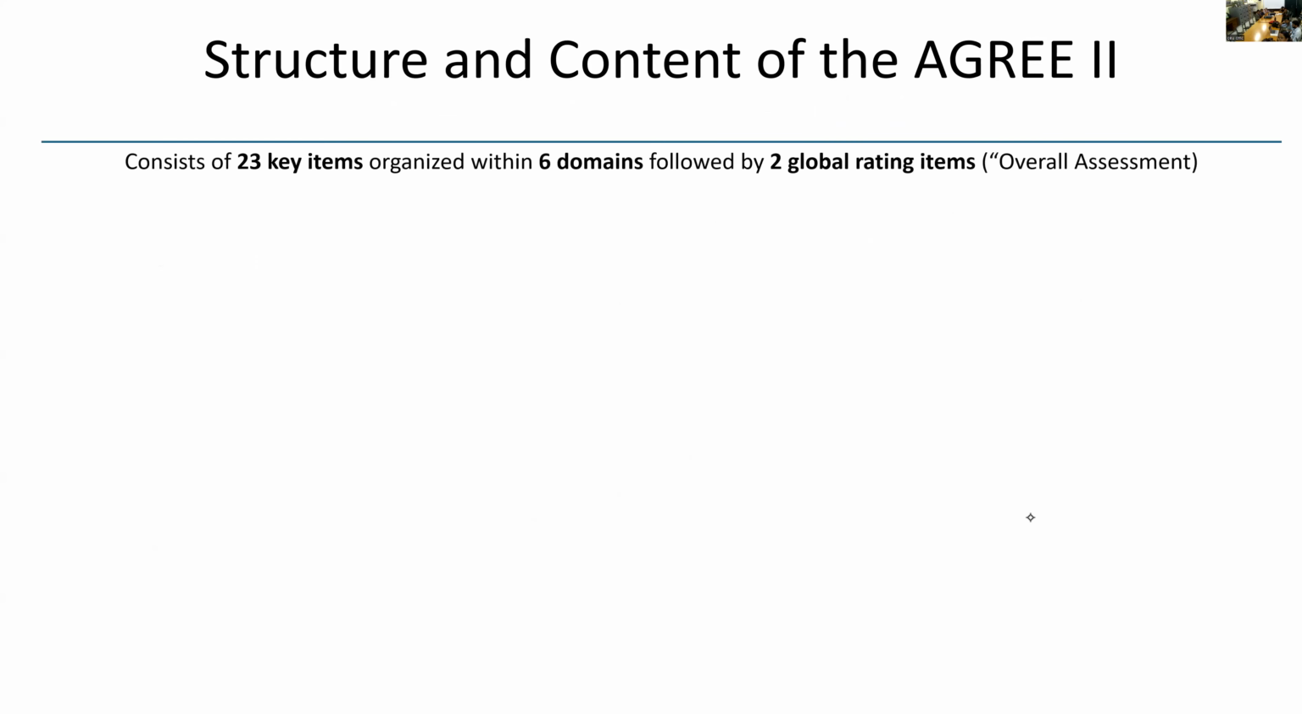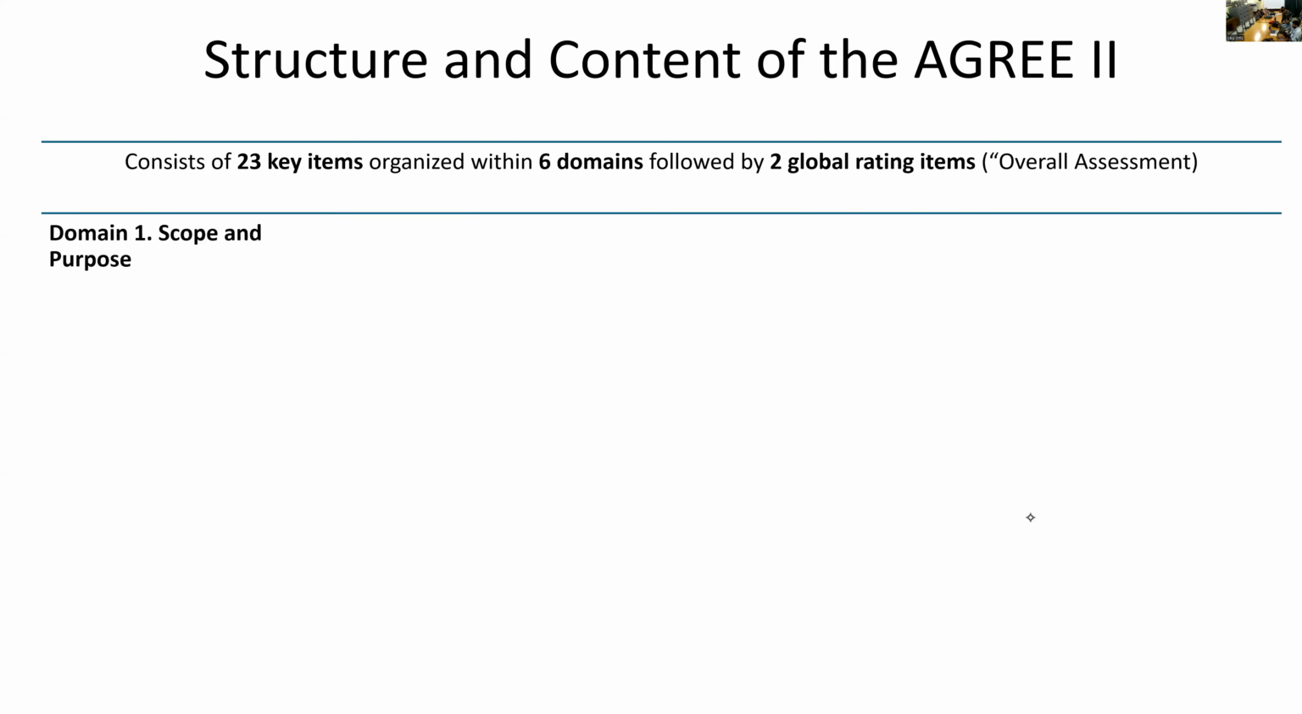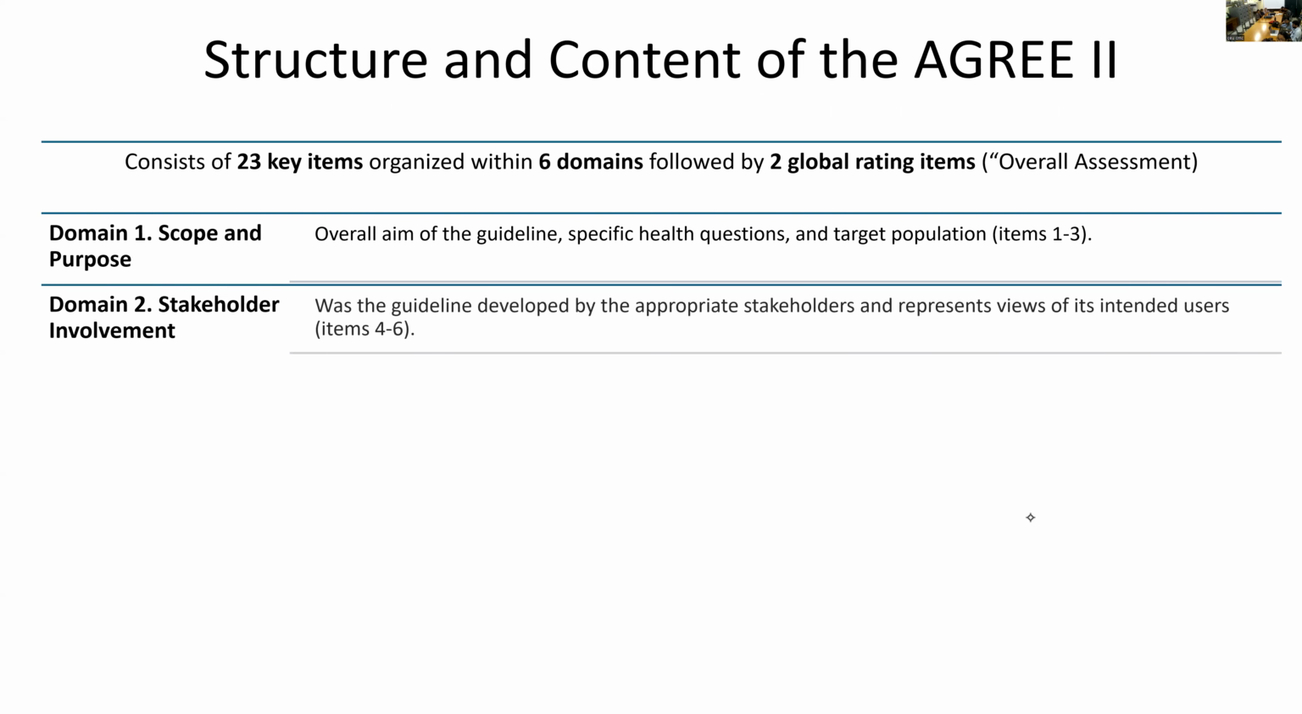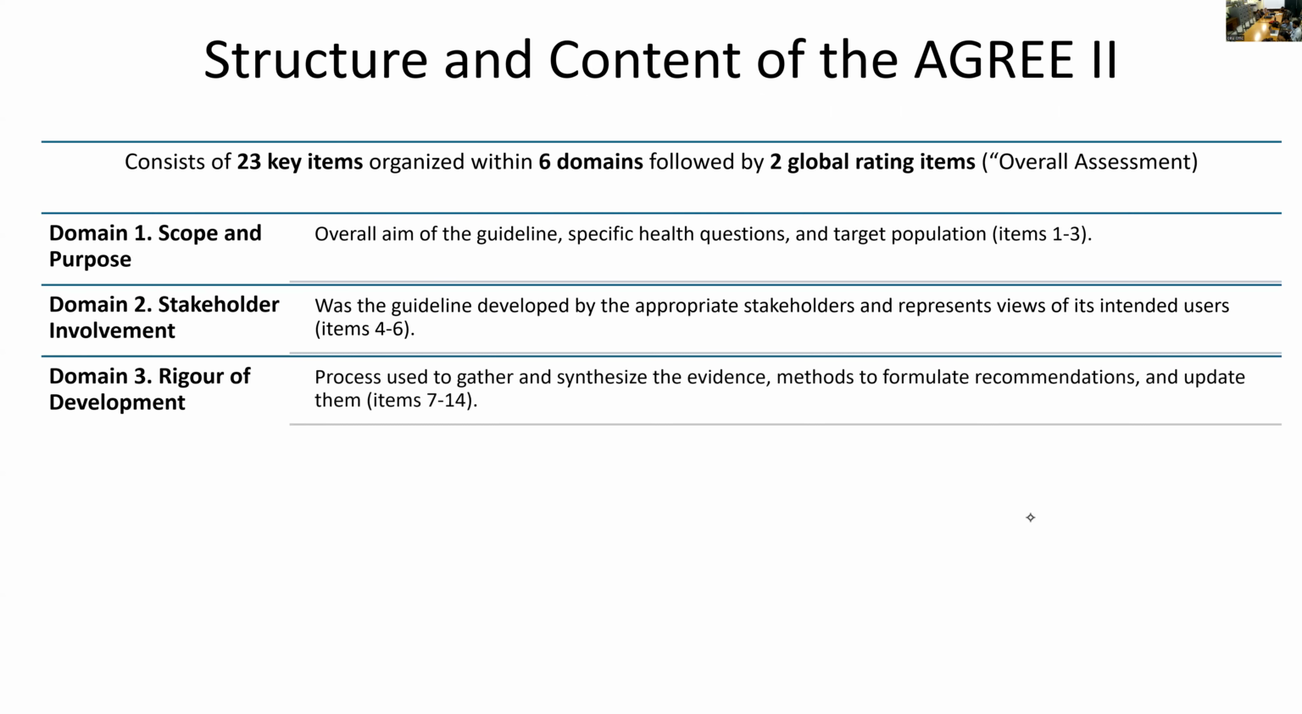So what is the structure and the content of the tool? This has 23 key items and they're organized into 6 domains. And there are 2 global rating items, the overall rating. The first one is called scope and purpose. It's the overall aim of the guidelines, specific health questions, and target population. It has 3 questions under this domain. Domain 2 is stakeholder involvement. Was the guideline developed by appropriate stakeholders and does it represent the views of its intended users? Domain 3 is rigor of development: the process used to gather and synthesize evidence, and methods to formulate recommendations and update them.